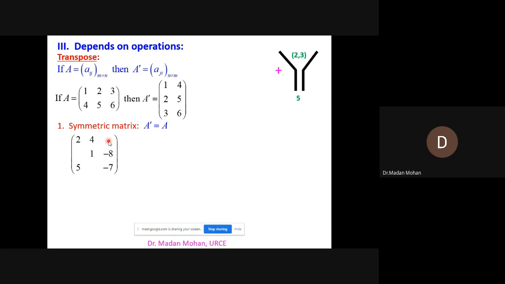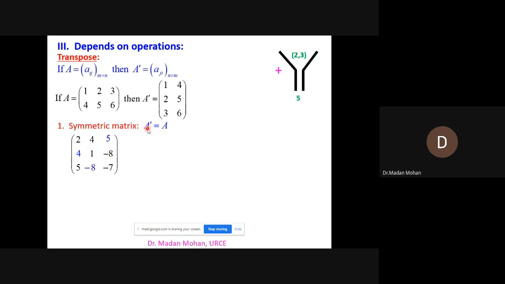Anyone please? What is the X value? 5, sir. X value 5. Very good. What is the Y value? 4. Very good. What is the Z value? Minus 8. Very good. Okay.